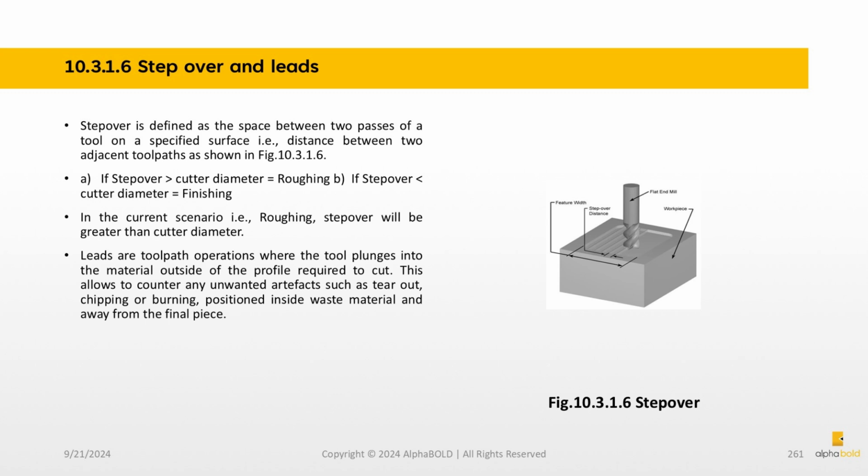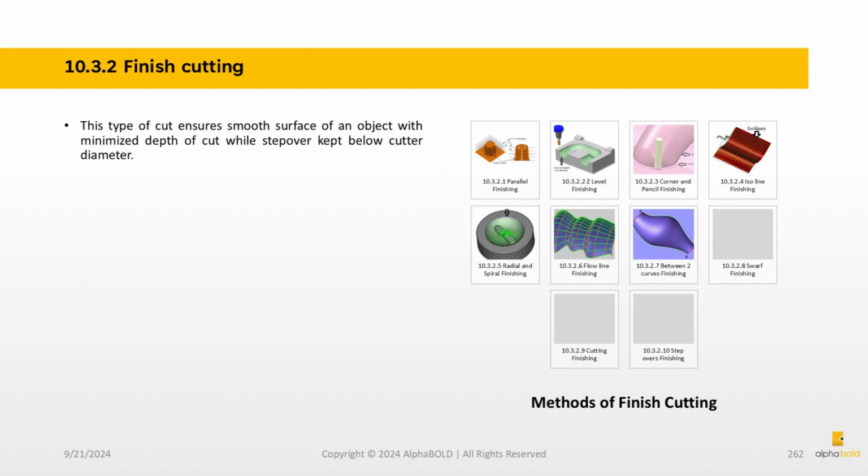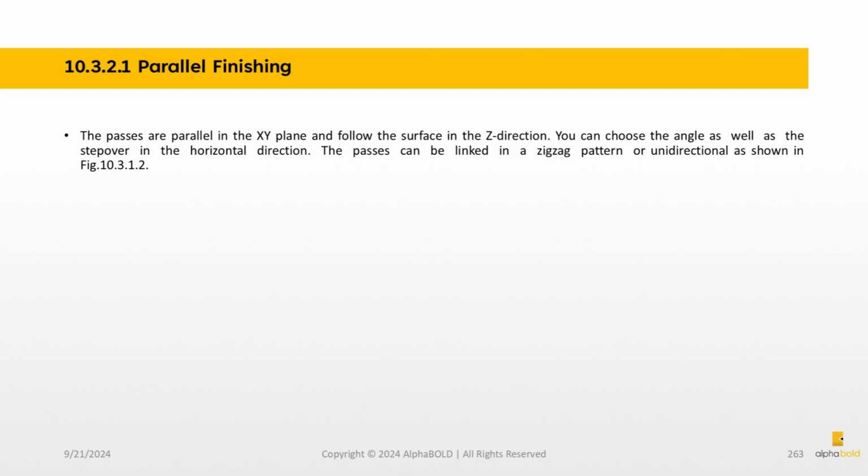Leads are toolpath operations where the tool plunges into the material outside of the profile required to cut. This allows to counter any unwanted artifacts such as tear out, chipping, or burning, positioned inside waste material and away from the final piece. Finishing cut ensures a smooth surface of an object with minimized depth of cut, while stepover is kept below cutter diameter. Parallel finishing passes are parallel in the XY plane and follow the surface in the Z direction.